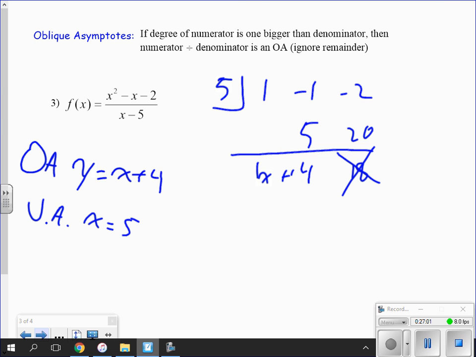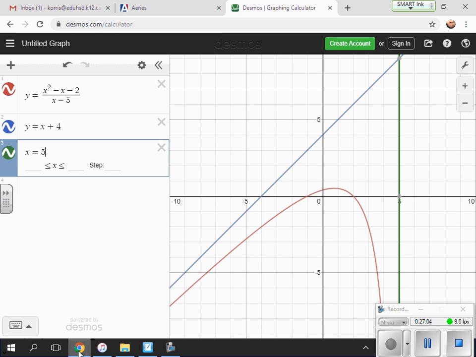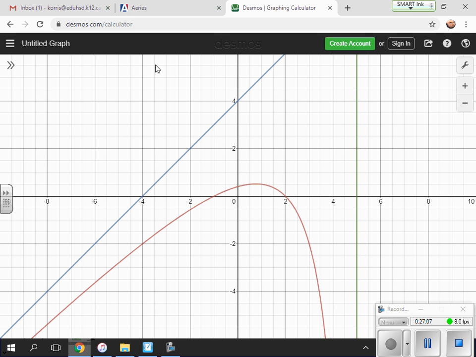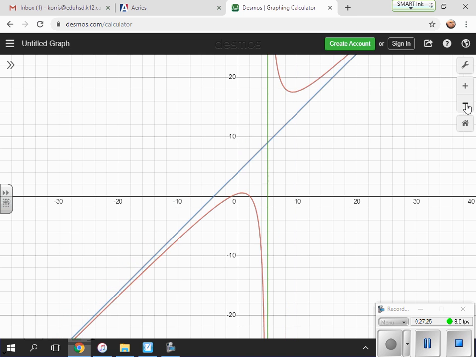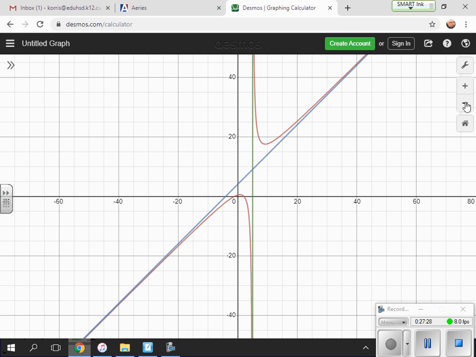So, once again, there's my graph. Now, this doesn't show the whole thing, but you can see here's my oblique asymptote, y equals x plus 4. Here is my vertical asymptote at 5. If I zoom out, you actually see that it's above here and above here. So it's oblique on both sides of the equation. It's vertical in between. This is usually what happens when you have oblique asymptotes. This is often what you'll get.